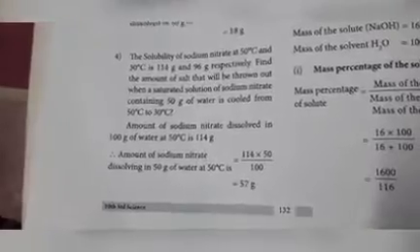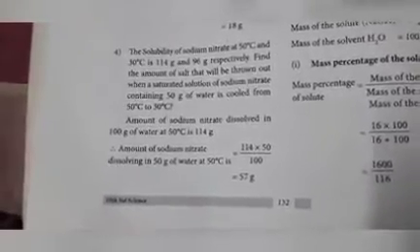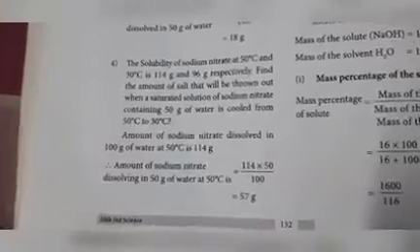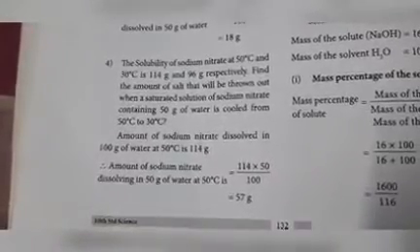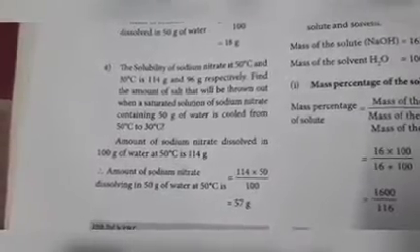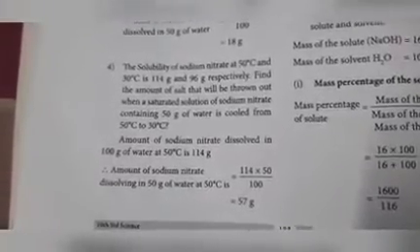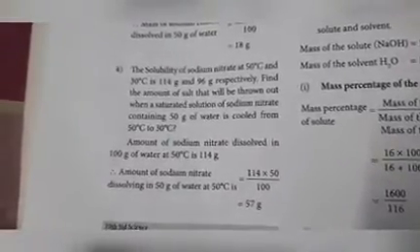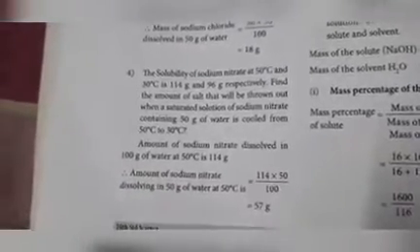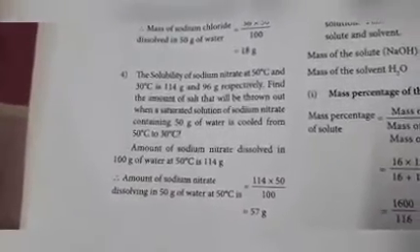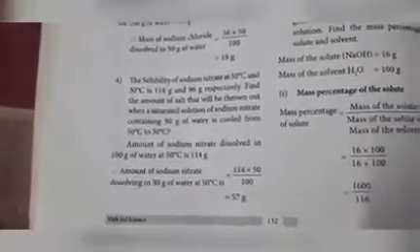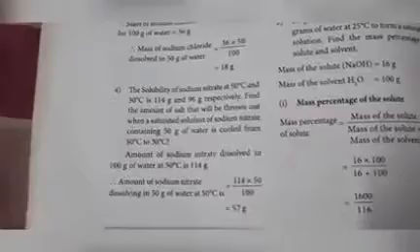Solubility of sodium nitrate at two different temperatures, this is the difference. At two different temperatures the solubility is given, at 50 degrees Celsius and 30 degrees Celsius. The solubility is 114 grams and 96 grams. That is, at 50 degrees Celsius the solubility of sodium nitrate is 114 grams, and at 30 degrees Celsius it is 96 grams. Find the amount of salt that will be thrown out, that means what amount of salt is in excess.